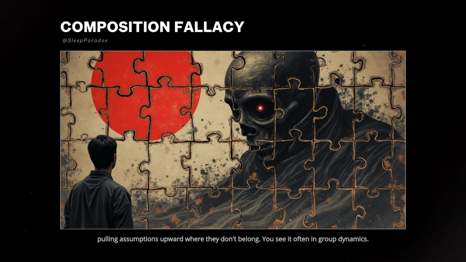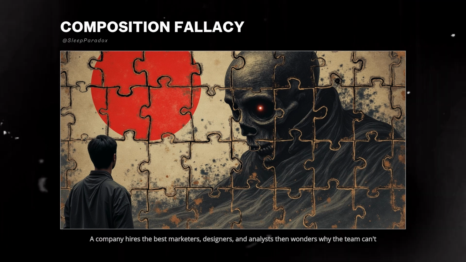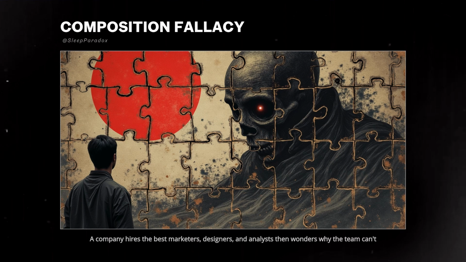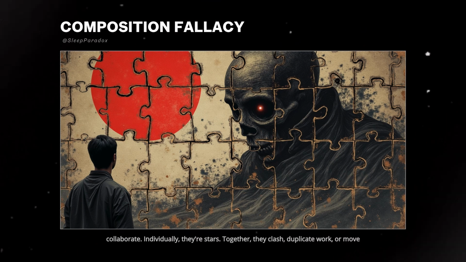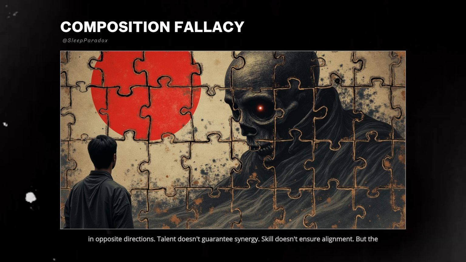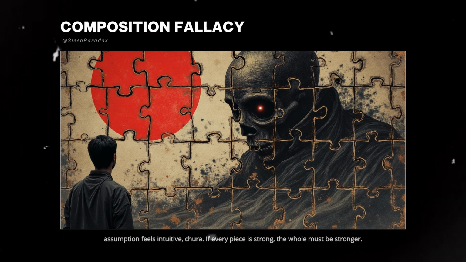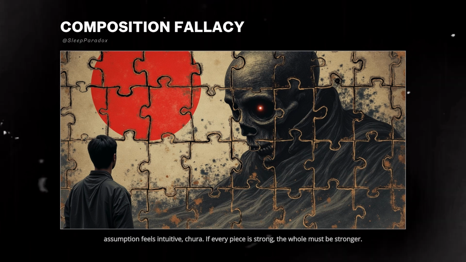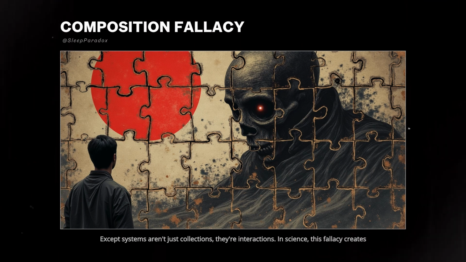You see it often in group dynamics. A company hires the best marketers, designers, and analysts, then wonders why the team can't collaborate. Individually, they're stars. Together, they clash, duplicate work, or move in opposite directions. Talent doesn't guarantee synergy. Skill doesn't ensure alignment. But the assumption feels intuitive, sure. If every piece is strong, the whole must be stronger. Except systems aren't just collections, they're interactions.